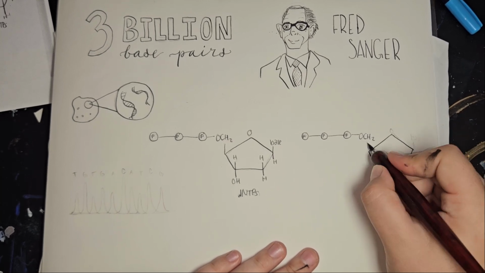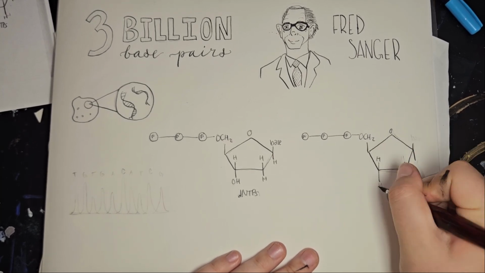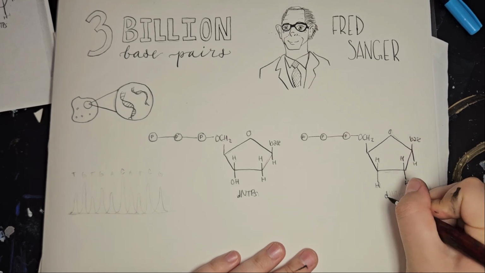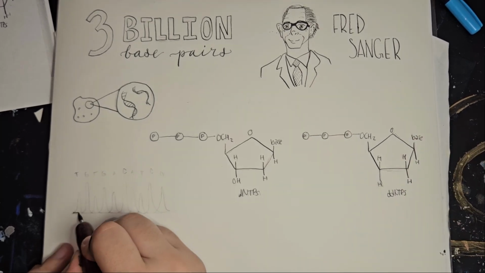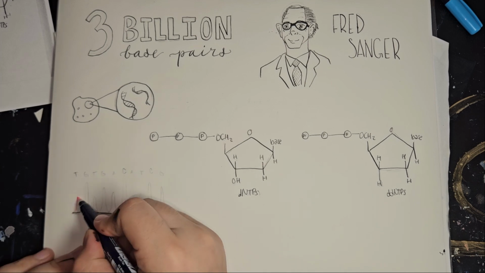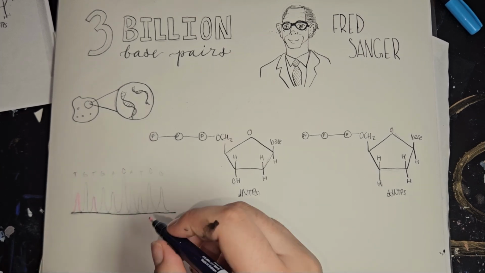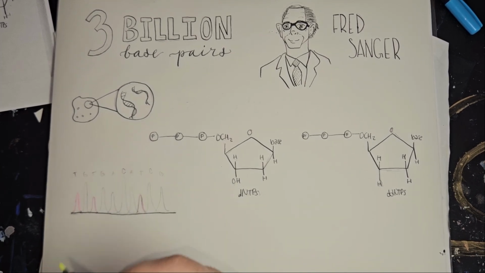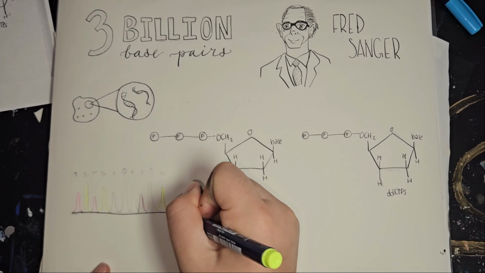The data is generated as a chromatogram, which has colored peaks according to the base pair's fluorescent tag. The colored peaks are read, which gives the sequence of the DNA. This method was used to code the entire human genome through a painstaking process.